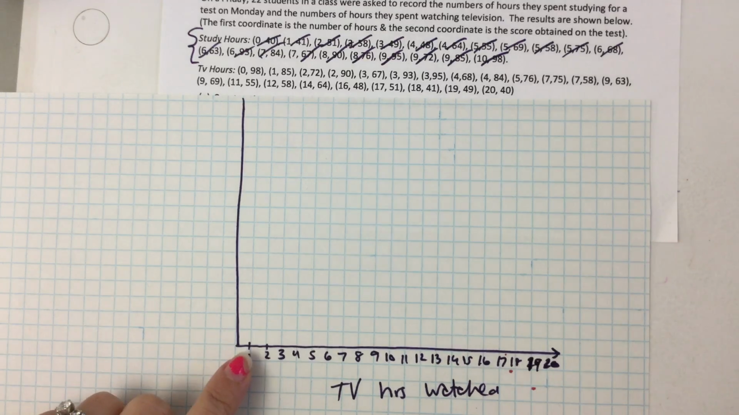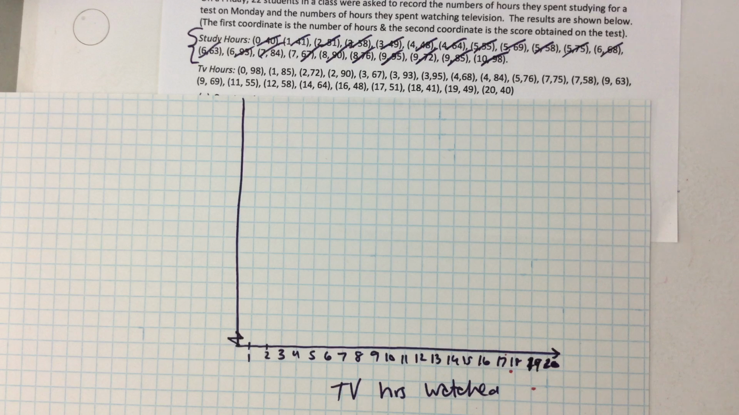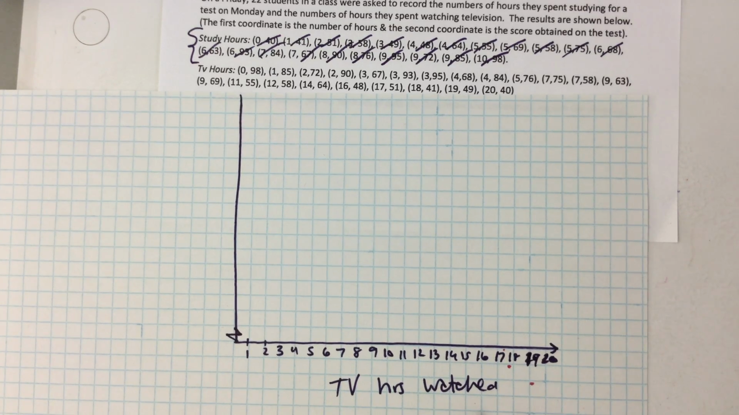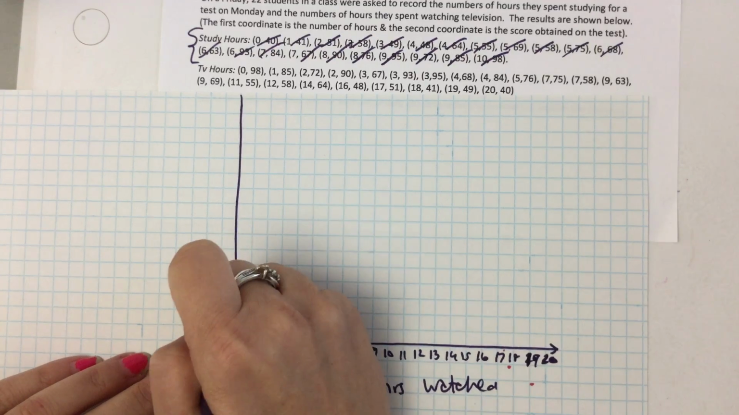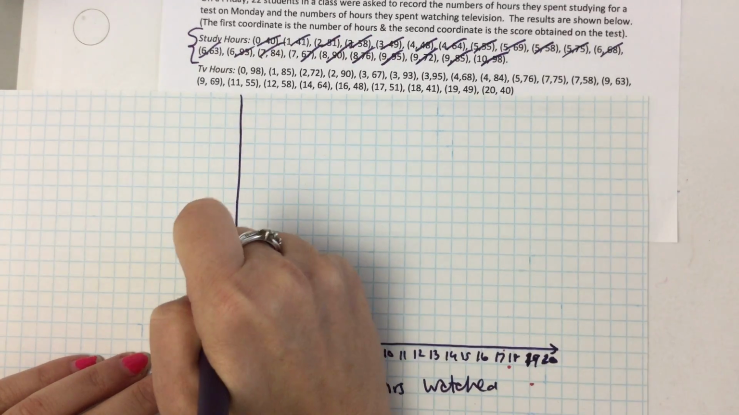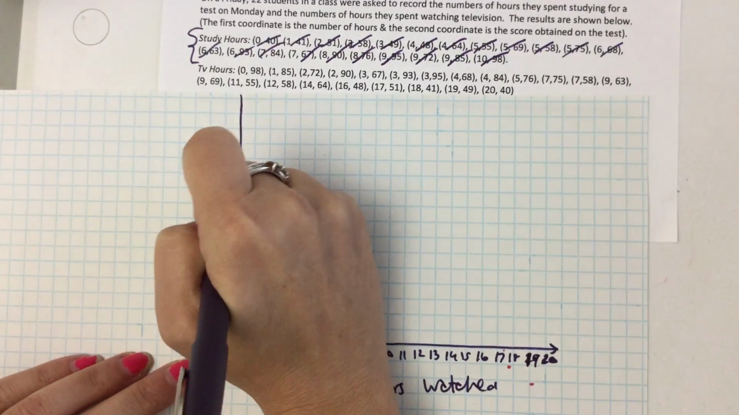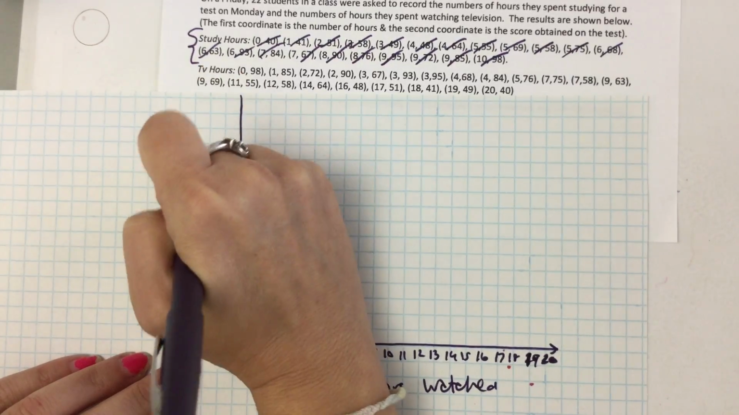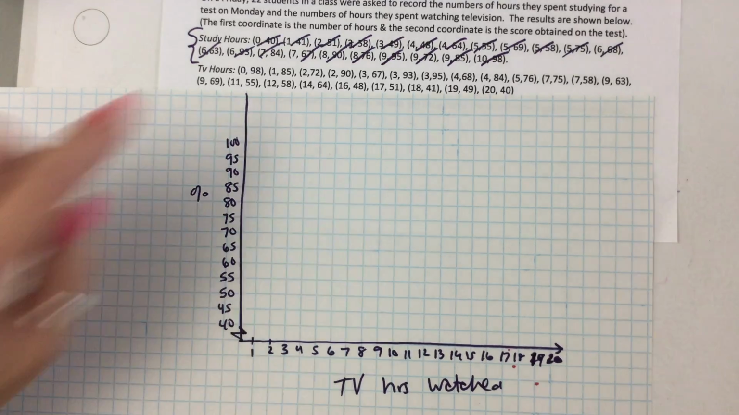Our scores, they're the same result, the same test scores as our previous scatter plot. What's happening this time is now we're looking at the test scores based off of TV hours watched instead of studying. So I'm going to do the same percentages: 40, 45, 50, 55, 60, 65, 70, 75, 80, 85, 90, 95, 100. That is the percentage that they got on the test. So go ahead and make your scatter plot.